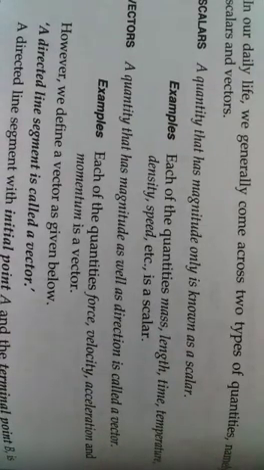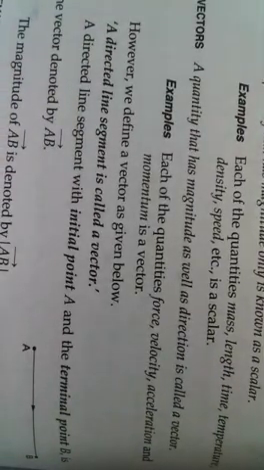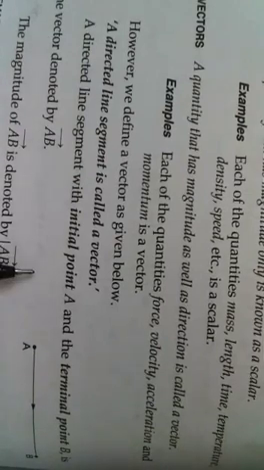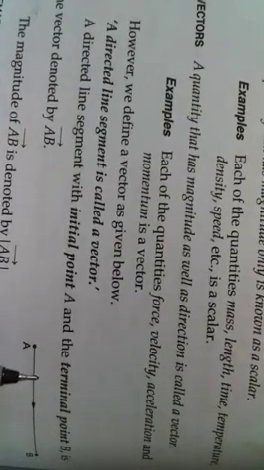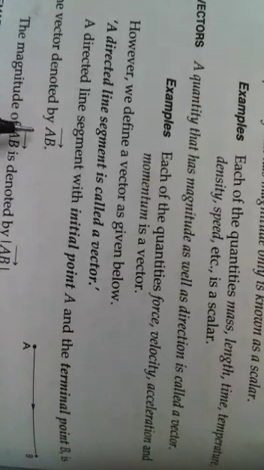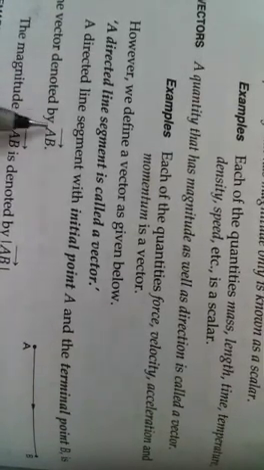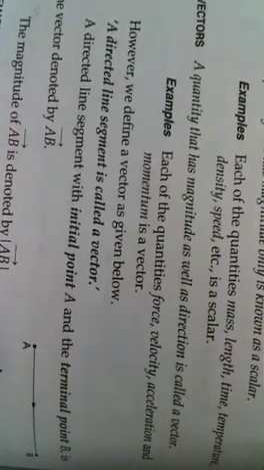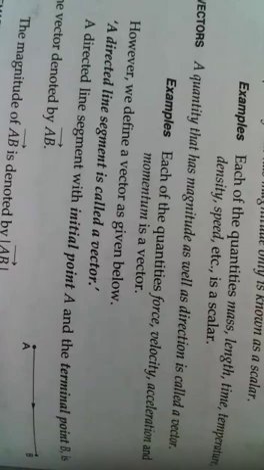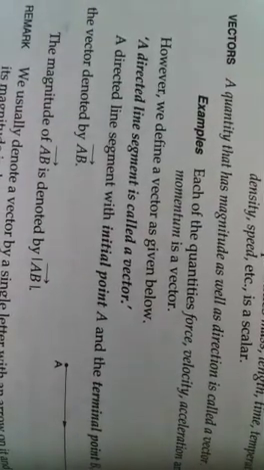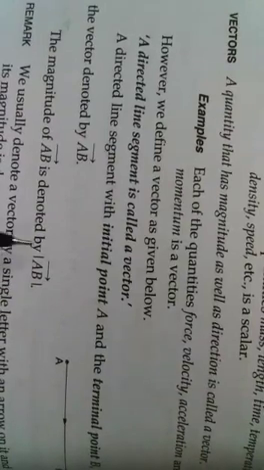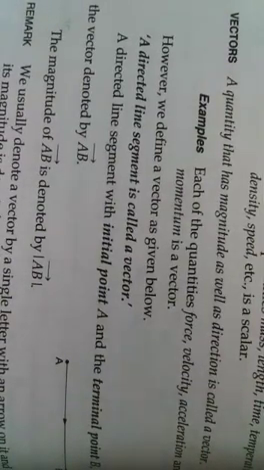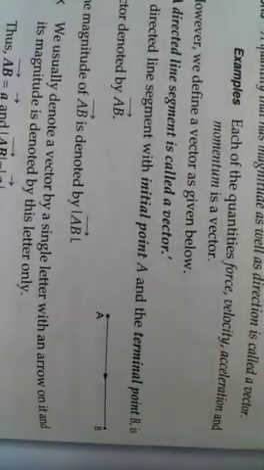Now see, here we can say that a directed line segment is called a vector. A directed line segment with initial point A and terminal point B is the vector denoted by AB. This symbol we have to remember: we put an arrow over AB, and this is the line segment from A to B. The magnitude of vector AB is denoted by the absolute value of vector AB. So we usually denote a vector by a single letter with an arrow.